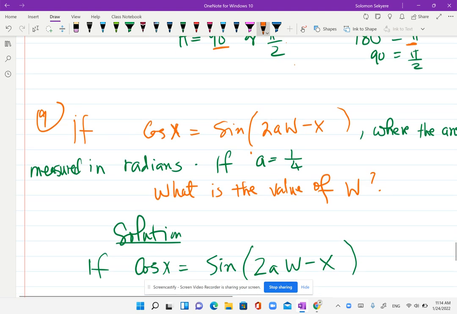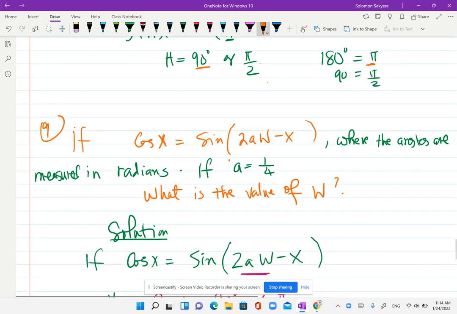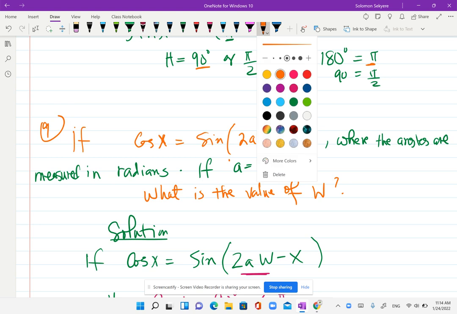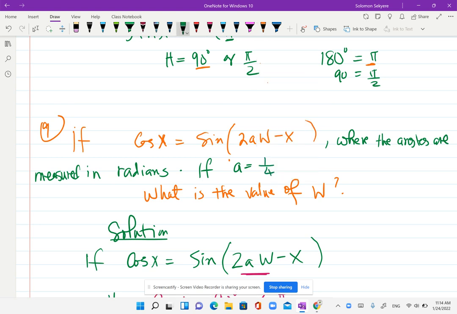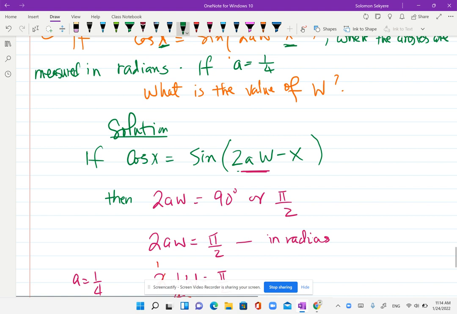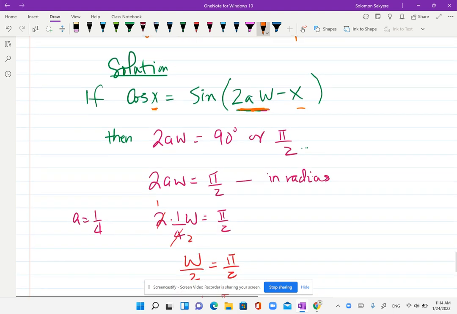Okay, so this question here, what does this mean? If cosine of x equals the sine of 2AW minus x, you see that with minus this, and these are the same. So whatever is here is 90 degrees. That's what it means. So this whole thing is 90 degrees or pi by 2. If the cosine of an angle is the same as sine of something minus the same angle, then this must be 90 degrees or pi by 2.